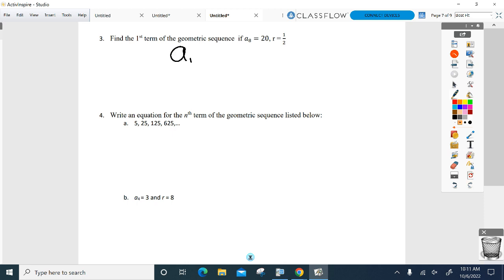All right, so let's talk. A1, R to the n minus 1. And now we're going to find A1. So that means I need to plug in everywhere else but A1. All right, here we go.